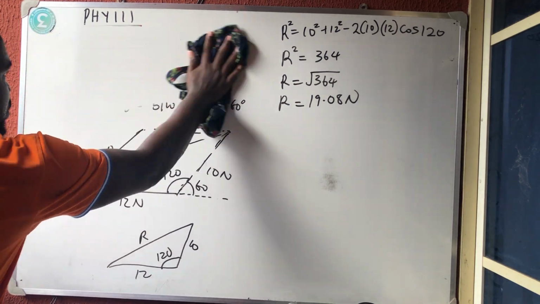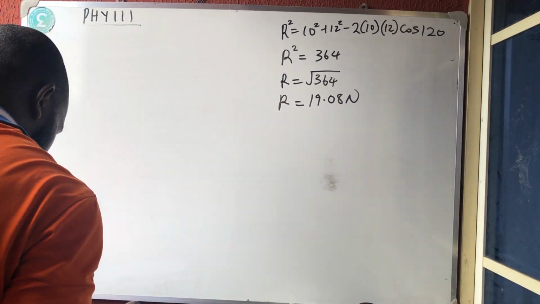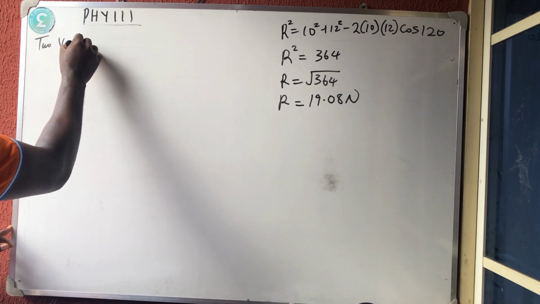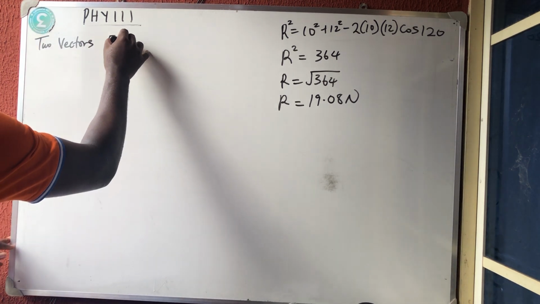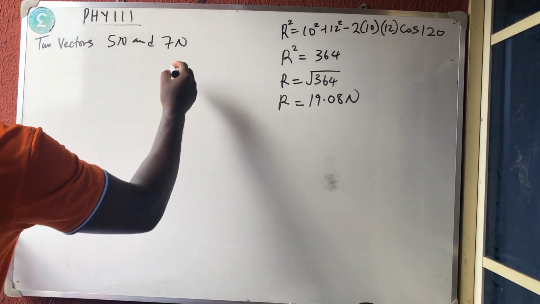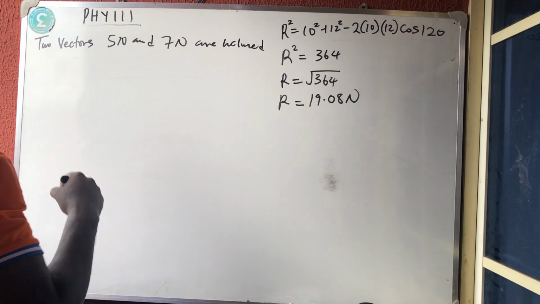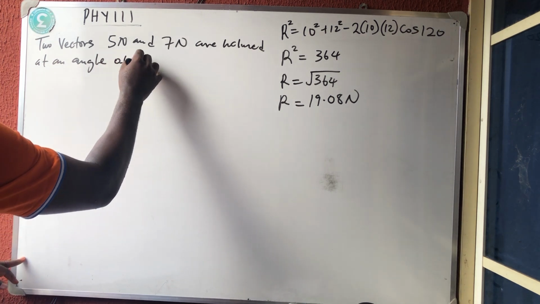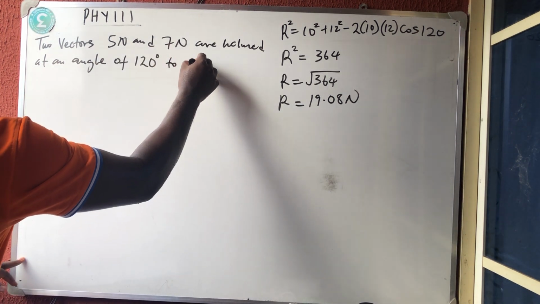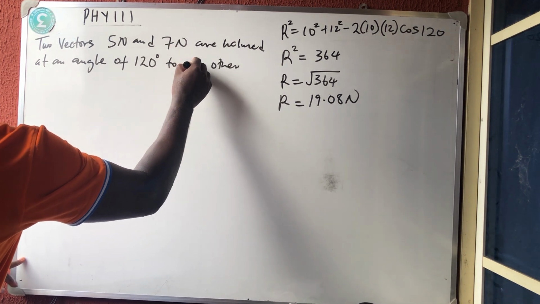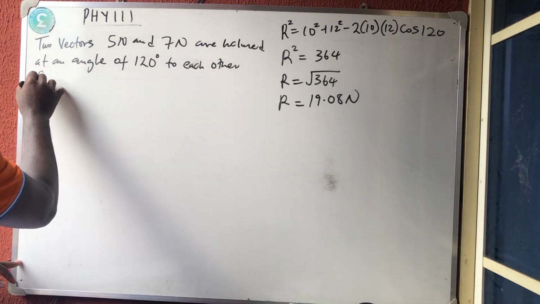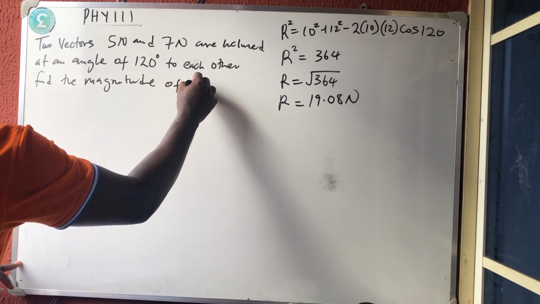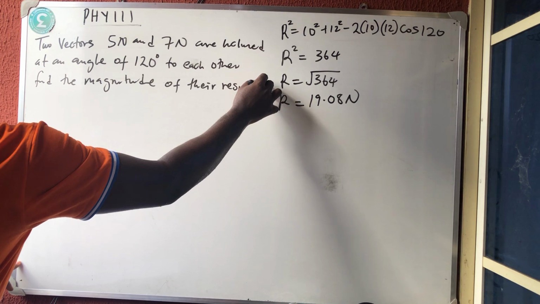This one we're going to do, I'm not going to draw it. We are going to use the formula to solve it. You can draw it yourself. They said that two vectors, 5 Newton and 7 Newton, are inclined at an angle of 120 degrees to each other, then they say find the magnitude of their resultant.